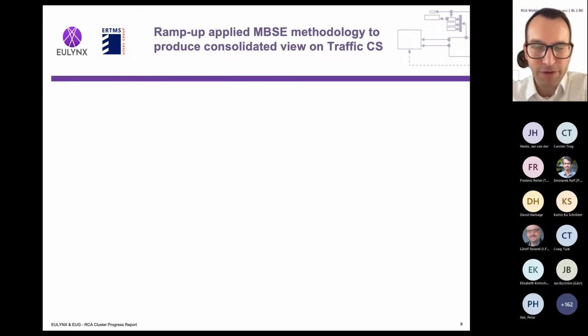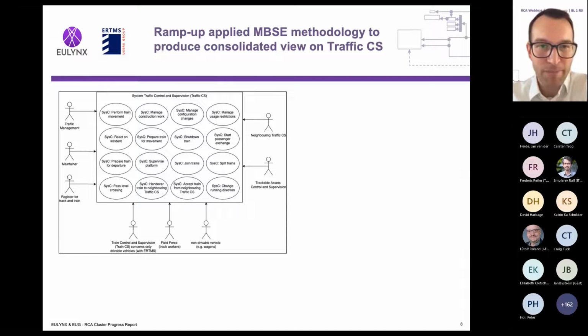So finally, before ending my presentation, I'd like to give you a short insight into what we have already done in this ramp up project. This methodology, which Oliver has explained earlier, was used in, I would say, a light version to already develop a consolidated view for this traffic CS domain here. We developed kind of an external view showing all the actors, showing main system capabilities that have to be fulfilled by this traffic CS system in the end.